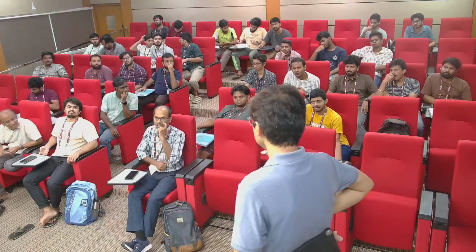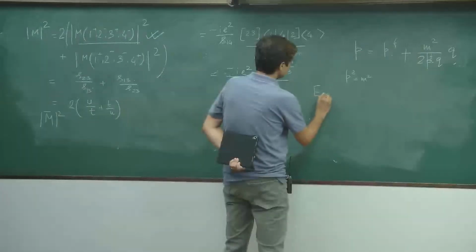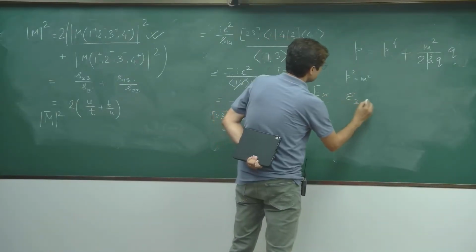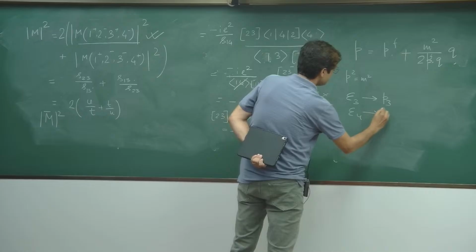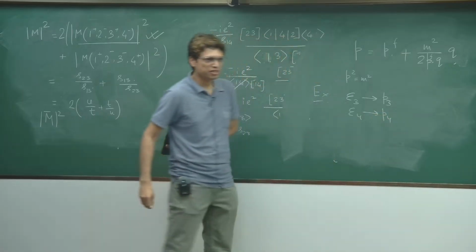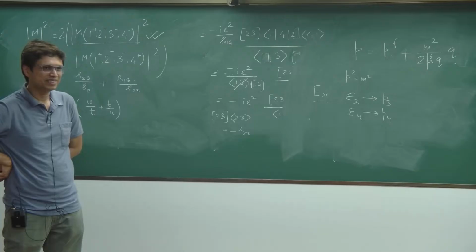Excellent. Sir, how to check the gauge invariance in this? Gauge invariance, that is very easy. Maybe you can take it as an exercise. You replace epsilon 3 with P3 and epsilon 4 with P4 and see whether you are getting 0 or not. That is trivially zero here.